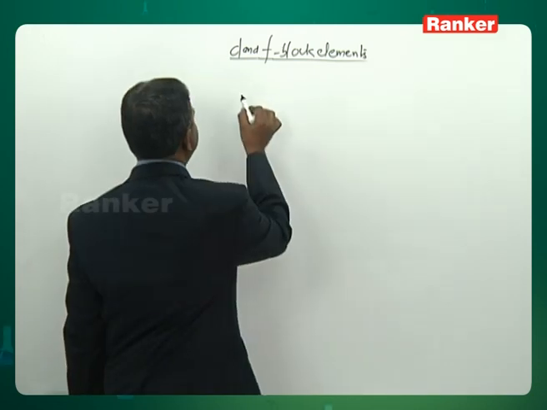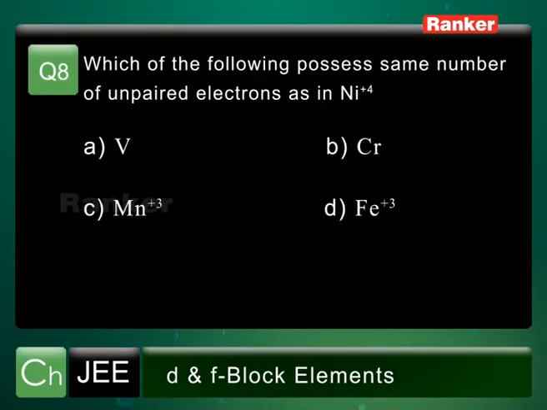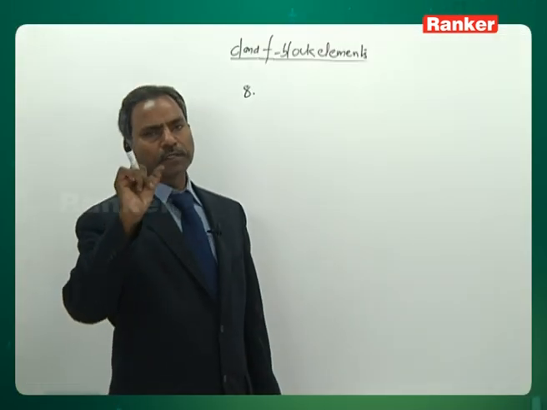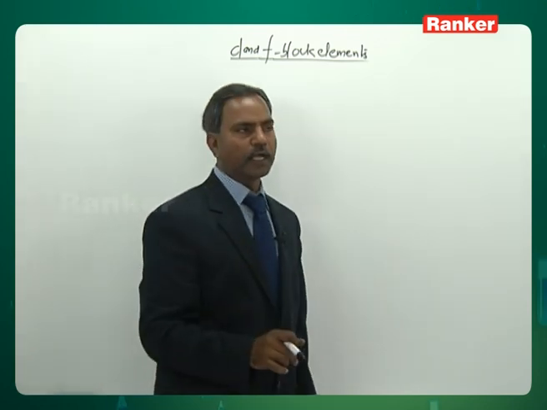Coming to the 8th question: which of the following possesses the same number of unpaired electrons as Ni4+? Option A, V. Option B, Cr. Option C, Mn3+. Option D, Fe3+. First, check according to the question: how many unpaired electrons are there in Ni4+?